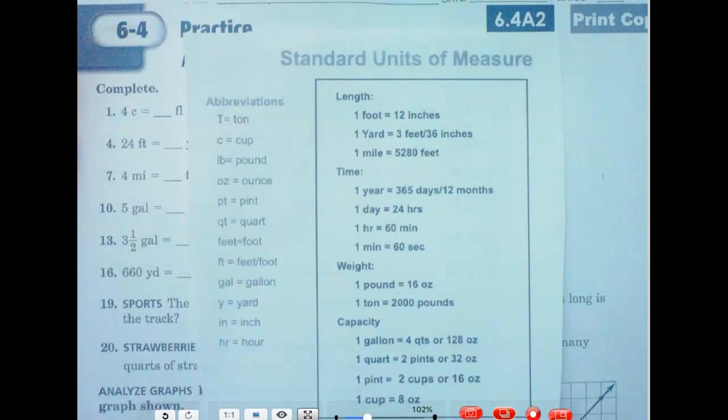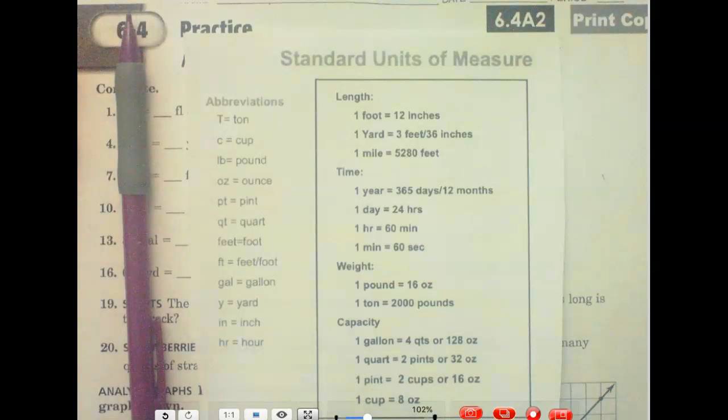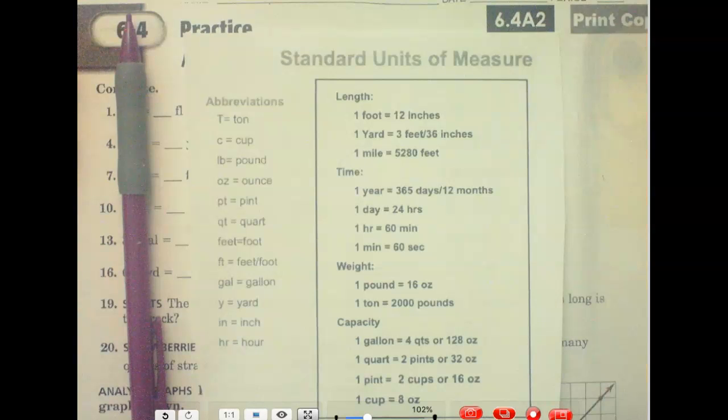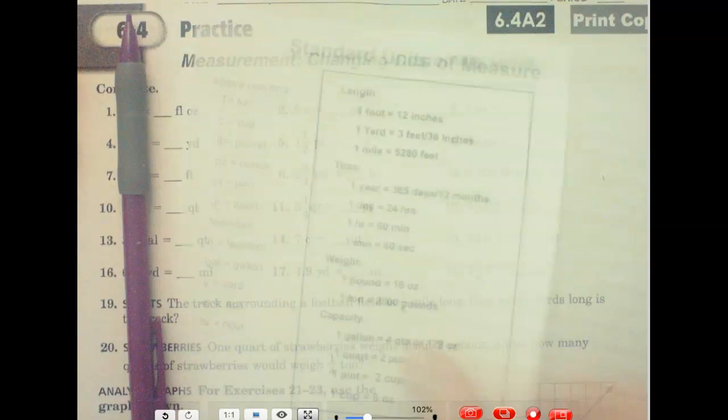Hello, this is a tutorial on 6.4a2. Here's the cheat sheet I'm going to be using right here. I'll put devices alongside it to kind of block it out so you can see that. Take a picture of that if you'd like, screenshot it. Okay, let's get going here.